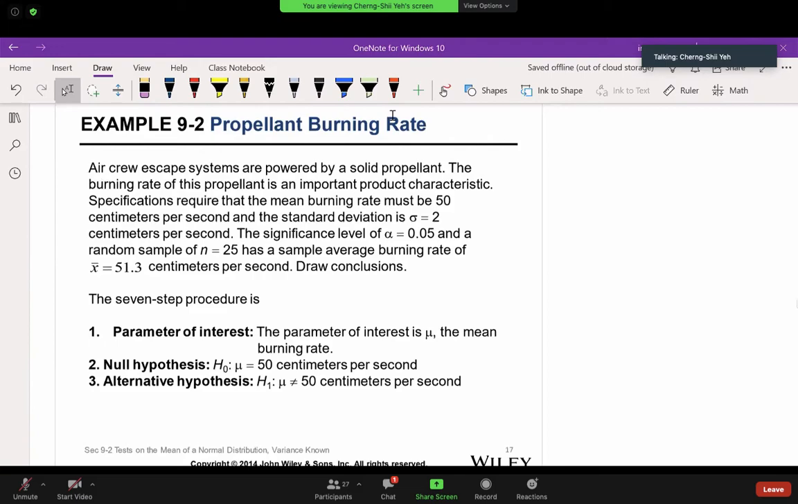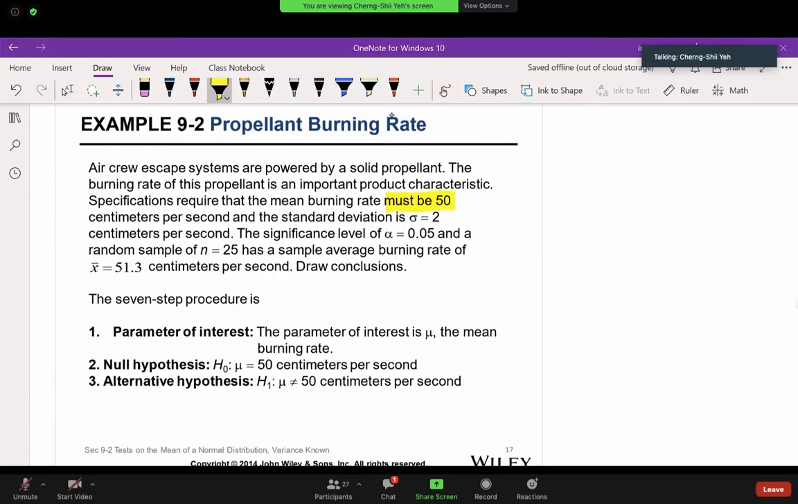Now we're testing an escape system, and it is powered by a propellant. So the important characteristic is to test the burning rate of this propellant. Okay, the burning rate is an important product characteristic of the propellant. What does the specification say? The specification says the burning rate must be 50 centimeters per second.